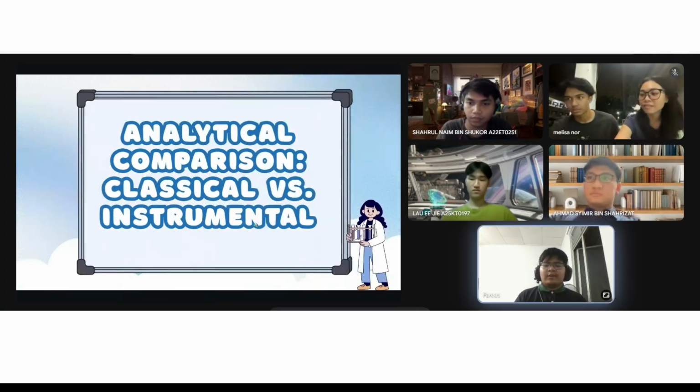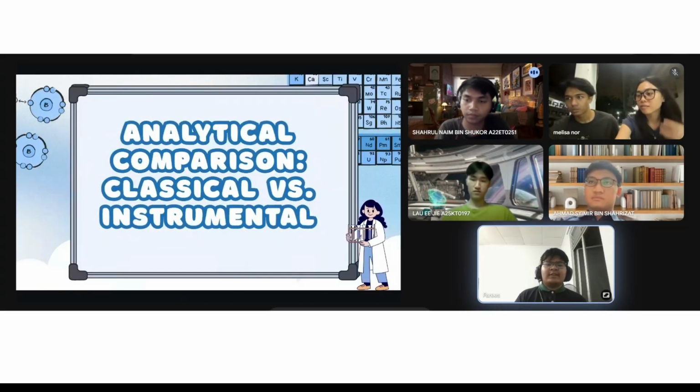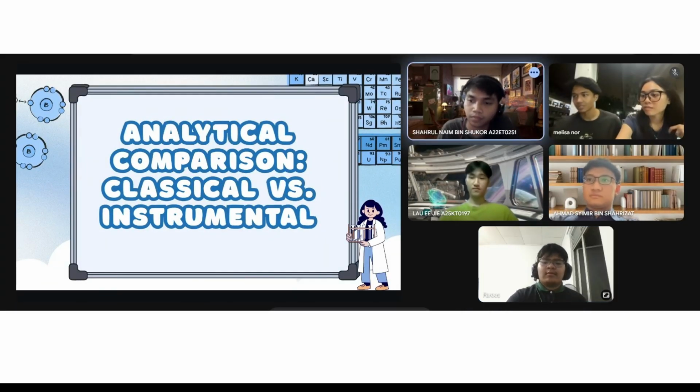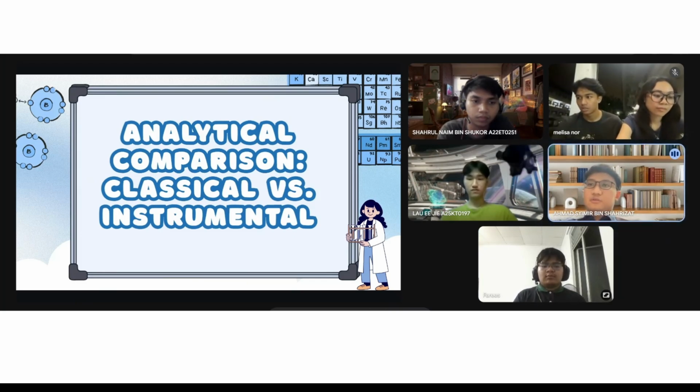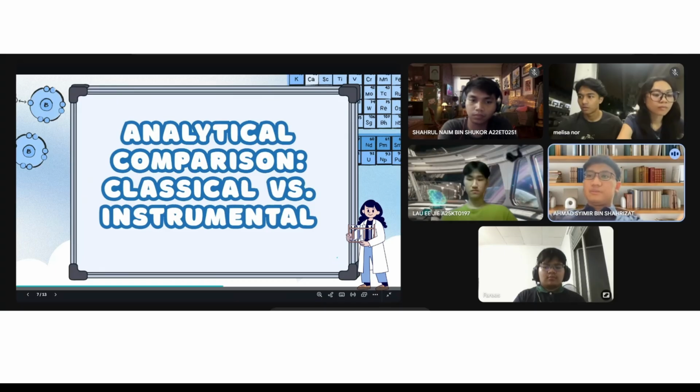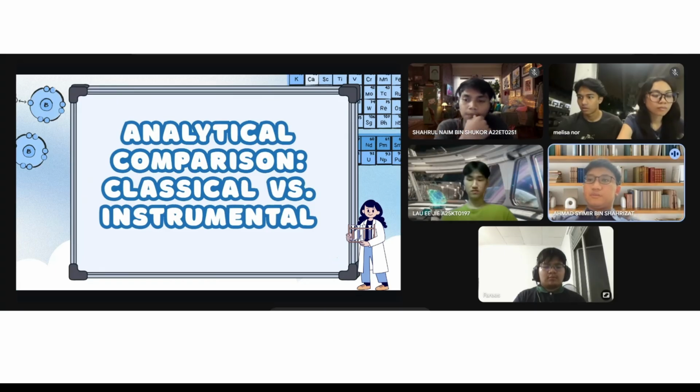Wow, Shahrul, that sounds much more sophisticated than the color change method. Okay, yes, both methods have their own advantages and disadvantages. The Benedict test is very inexpensive and easy to perform. It also requires minimal training and simple laboratory equipment. However, it is relatively slow and provides only approximate results. It may also be affected by human interpretation of color change.